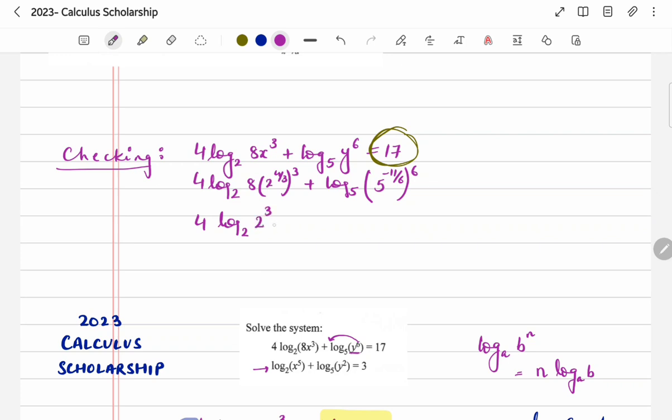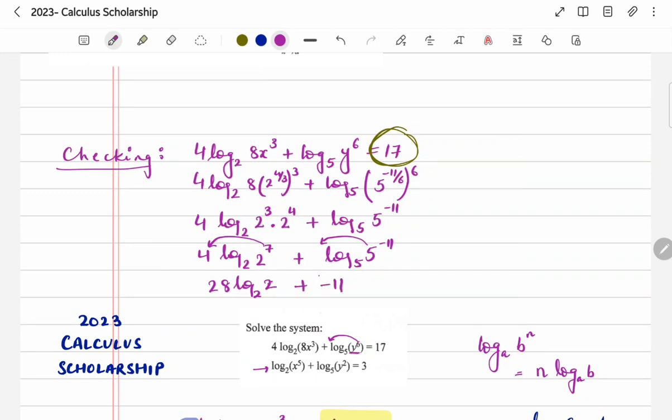Right? So now 4 log base 2 of 8, where 8 is 2 cubed. So we'll write it as 2 cubed. Plus, if we solve this, 4 over 3 times 3 is 4. So 2 to the power of 4, plus log base 5. The 6 and 6 will cancel. You will have power minus 11. So that will now give us 4 log base 2 of 2 to the power of 7, plus log base 5 of 5 to the power of minus 11. Again, powers can be multiplied to the coefficient. So that's going to be 7 times 4 is 28, log base 2 of 2, plus minus 11 log base 5 of 5.